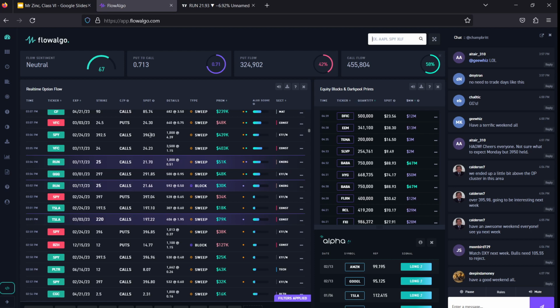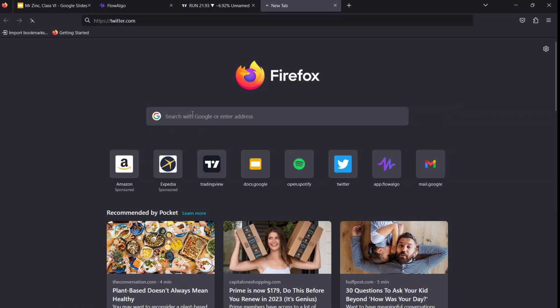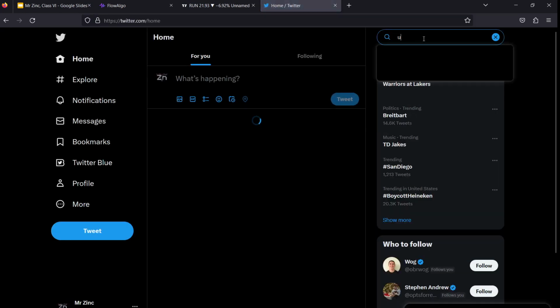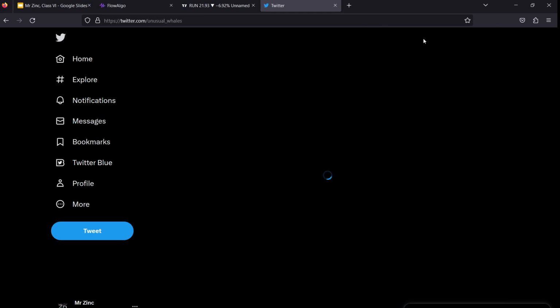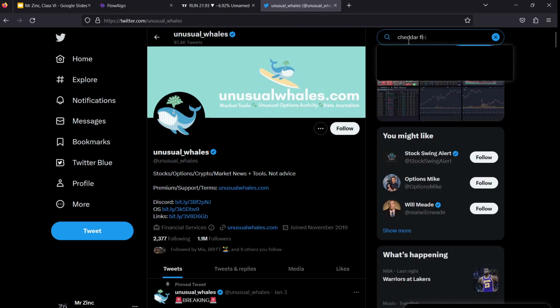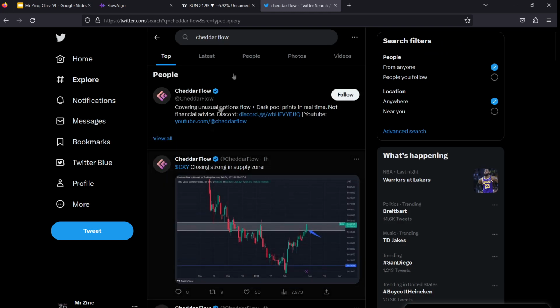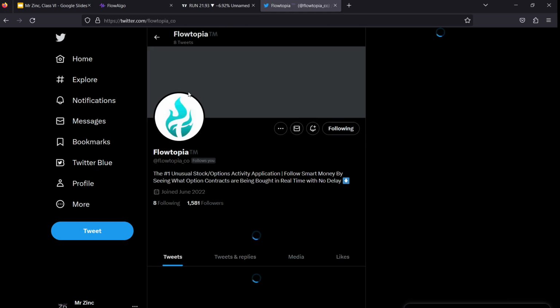No homework for this time, obviously. It's just looking at flow. If you want to get into flow, or if you want to use flow along with your trading, Flow is a great one. You can just go on Twitter. Unusual Whales is another one. So you have all of these different names. Unusual Whales, you'll have like Cheddar Flow, Flowtopia. This one should be coming out relatively soon.